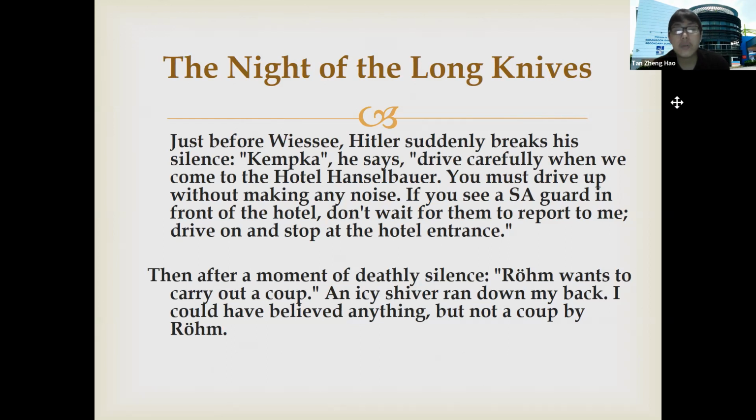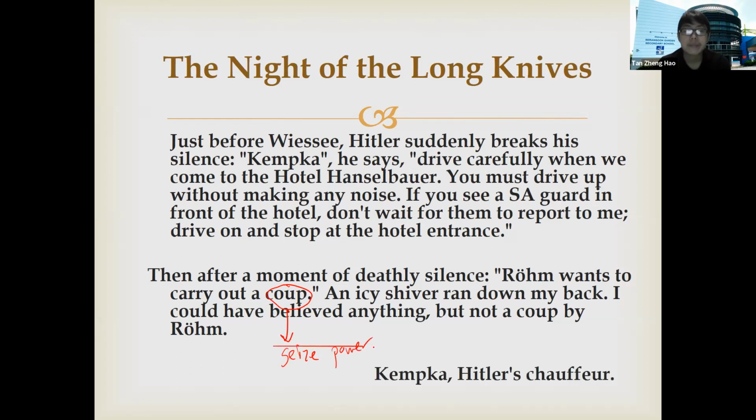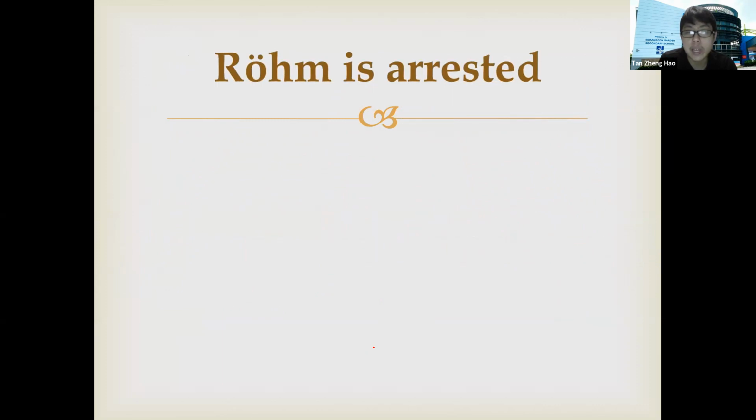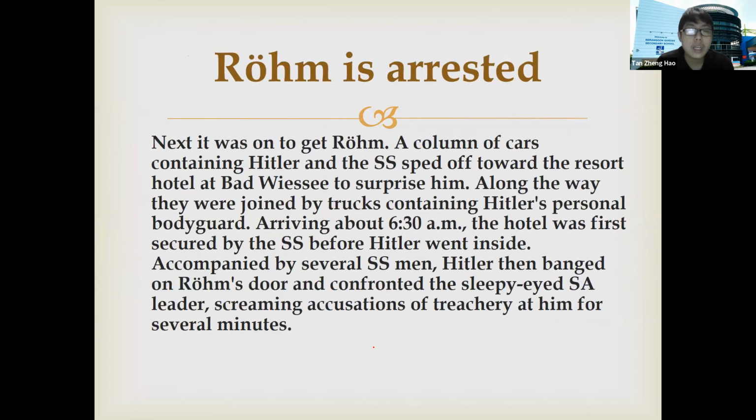So Hitler was suspicious that Röhm wants to carry out a coup. A coup refers to when he wants to seize power. He thought Röhm wanted to seize power from Hitler. So Hitler was very suspicious then, and he proceeded to arrest Röhm. And so this was the scene of how Hitler arrested Röhm.